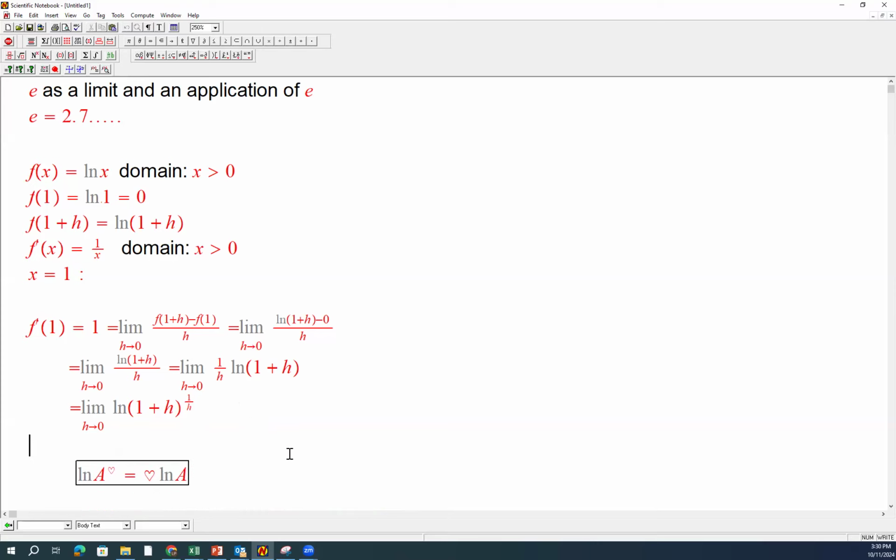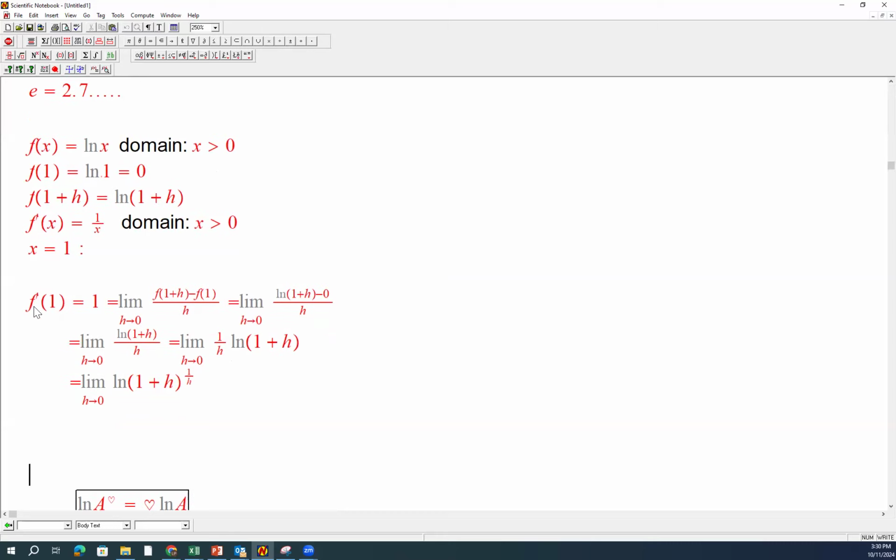And what do we use this for? Because ultimately we have to go to the representation of e, right? In the representation of e, we're going to see how we can represent e in relationship with this limit.